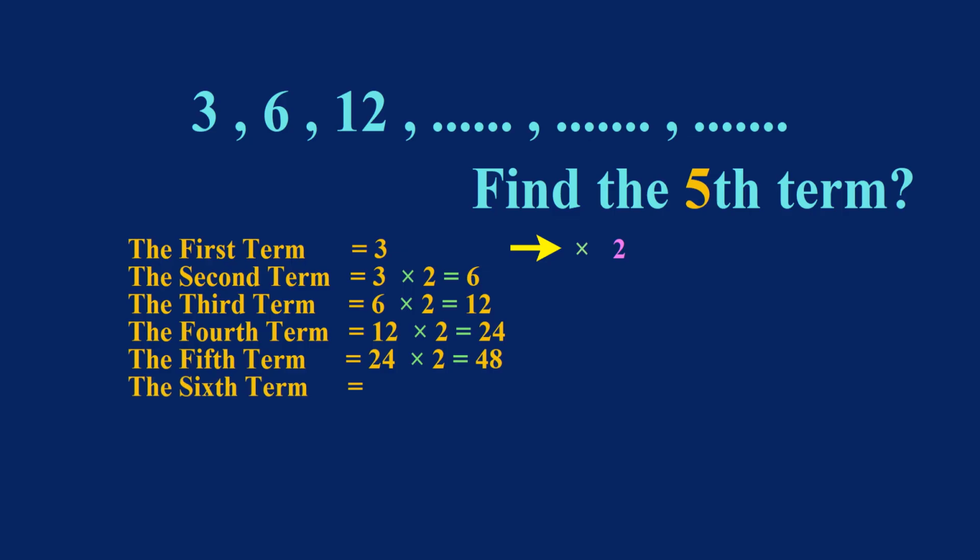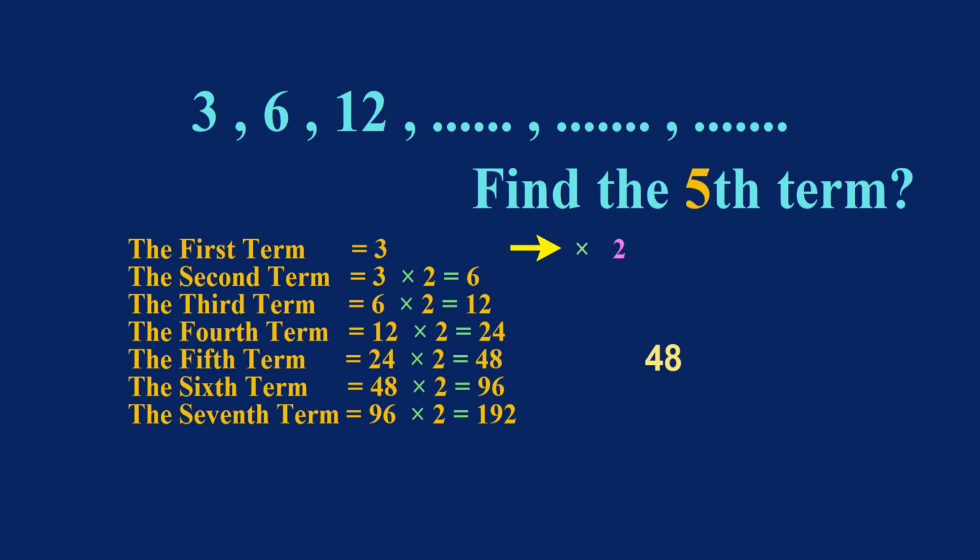And the sixth term is 48 times 2, which equals 96. And the seventh term is 96 times 2, which equals 192. And for our problem, we want to get the fifth term, which equals 48. And this is the solution by using the manual method.